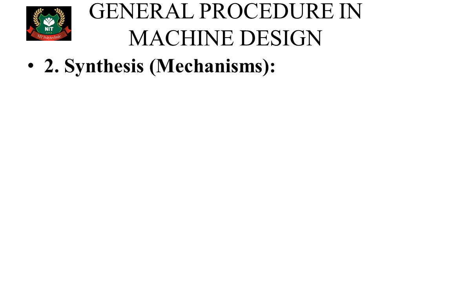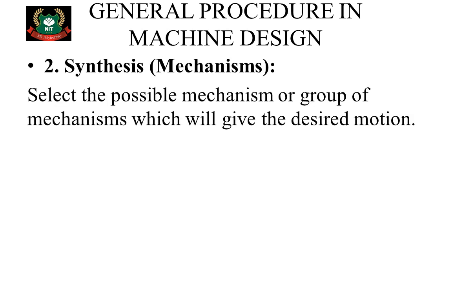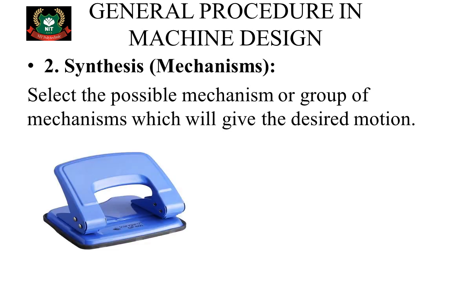Now the second stage in machine design is synthesis or mechanism. As we see in the first slide, the man is not able to make a hole by hand, so we need some mechanism which will give the desired motion so that the hole will be made in the paper with perfect dimension. The figure shows the punching machine.